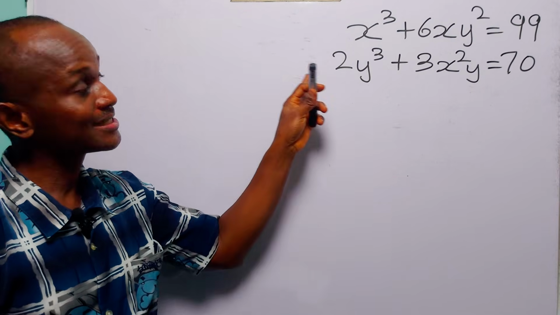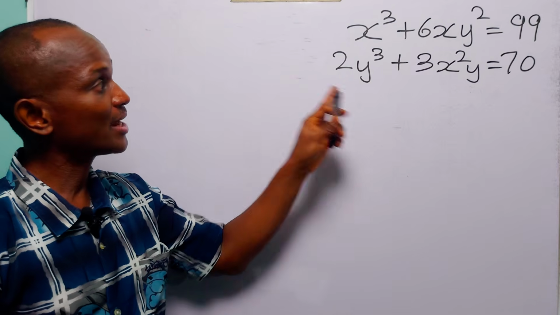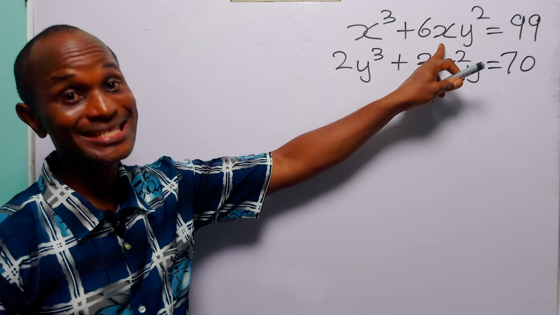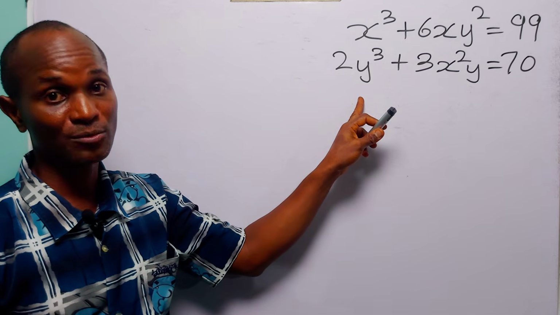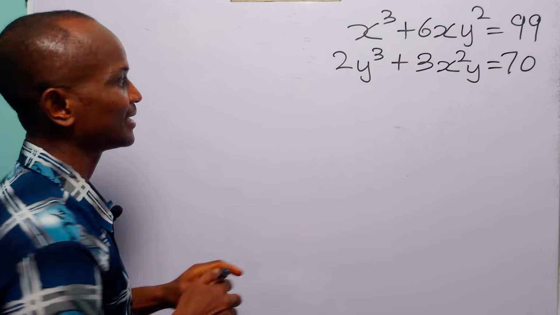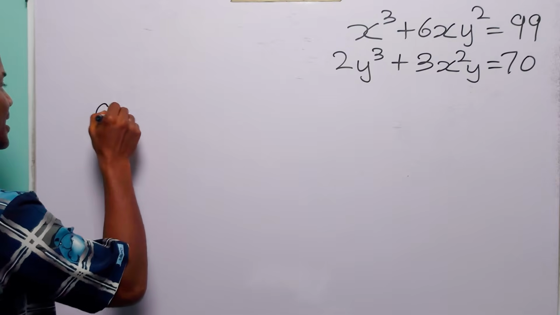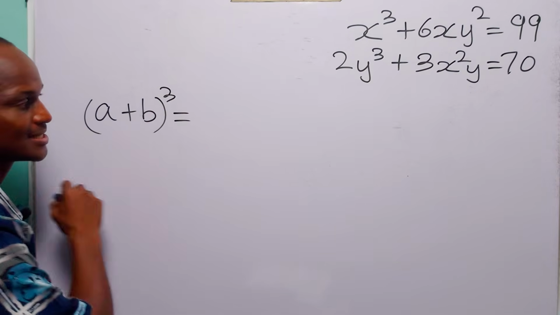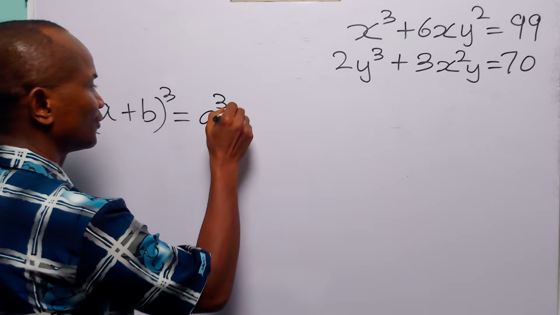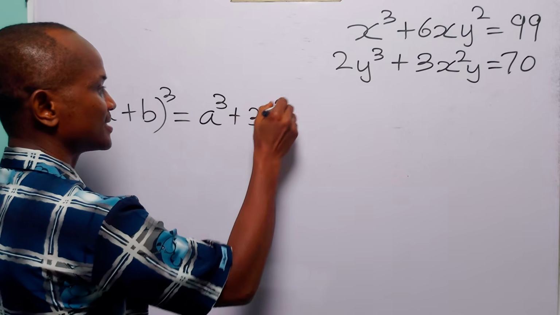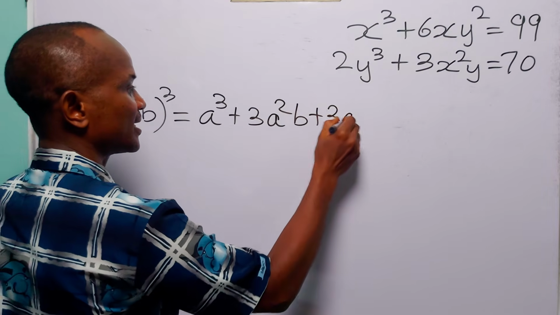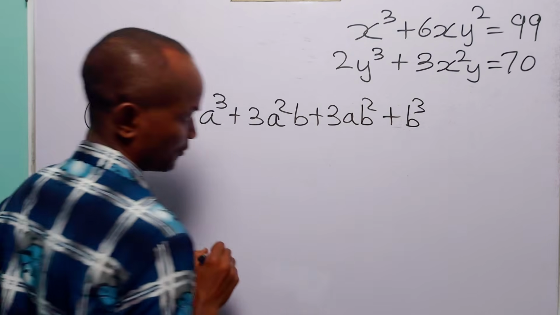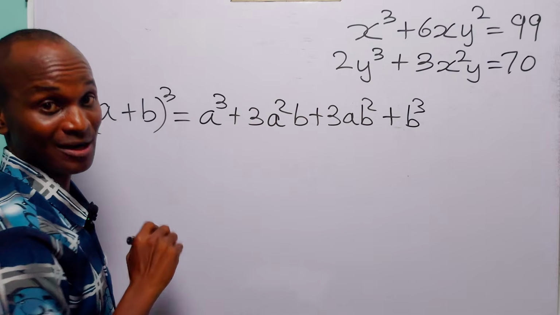Now, whenever I see a system of equations like this, where we have a term in x cubed, x squared y, xy squared, and finally y cubed, the first thing that comes to my mind is the expansion for (a plus b) cubed. You know that this is equal to a cubed plus 3a squared b plus 3ab squared plus b cubed. Now let us look at this second equation.